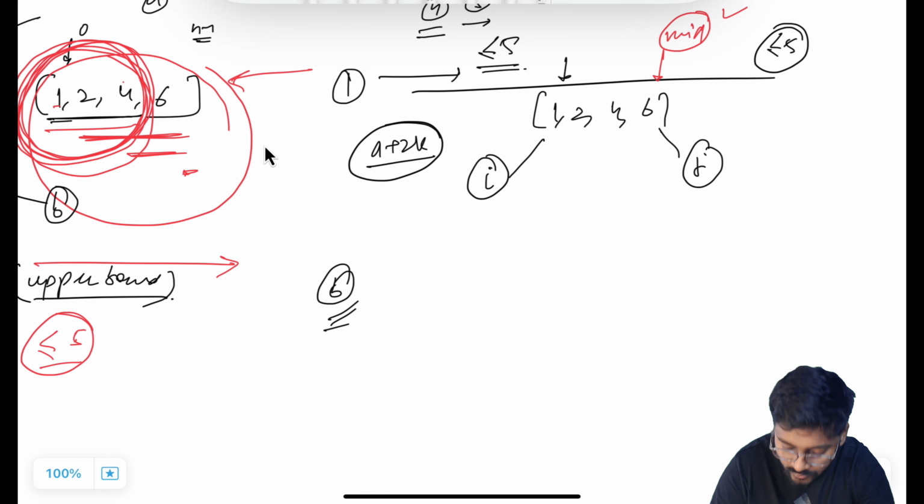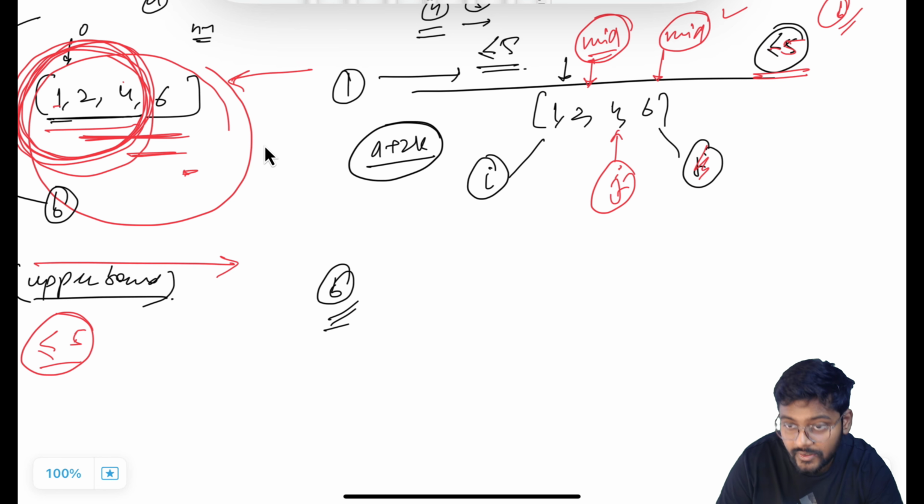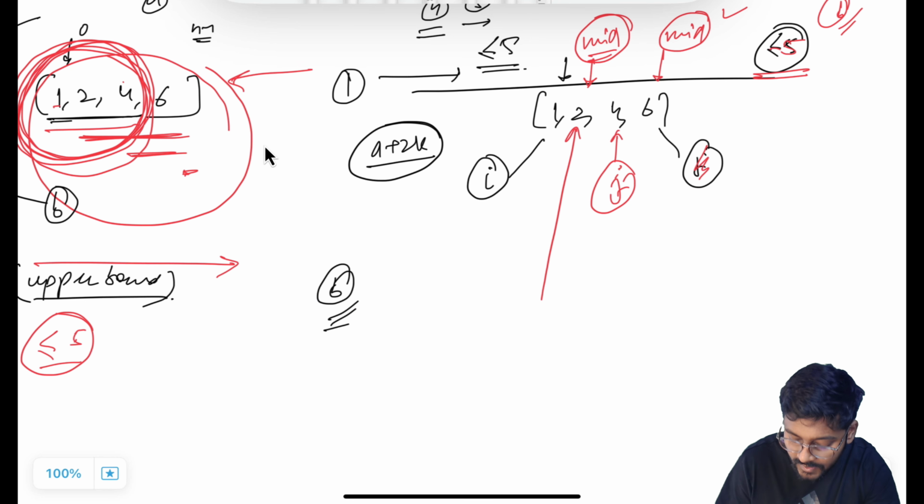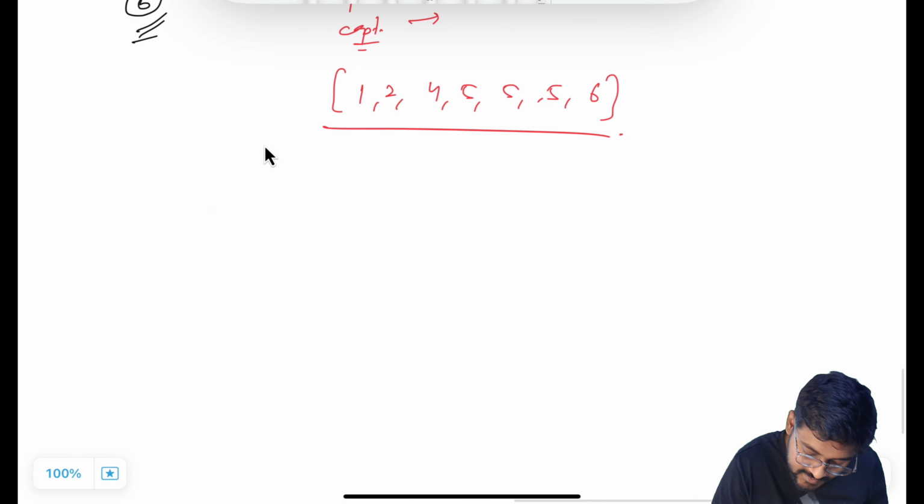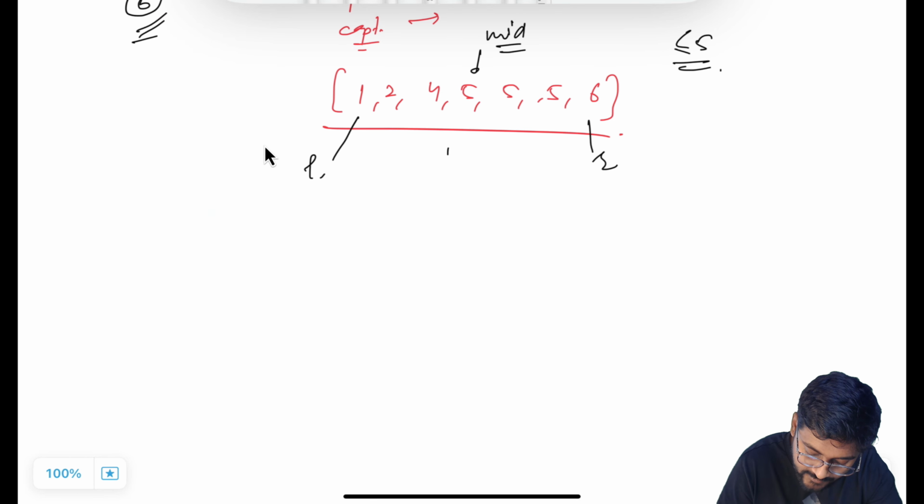Now let's say the mid is coming to this position. Mid is less than or equal to this upper bound, or you can say b. If that is the case, this candidate can be a possible candidate, so I will capture it and move further. Because let's say this is my left, this is my right, and this is my mid. I want to find a value which is less than or equal to 5, and this is a valid value.